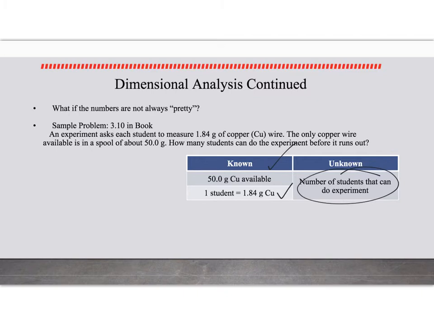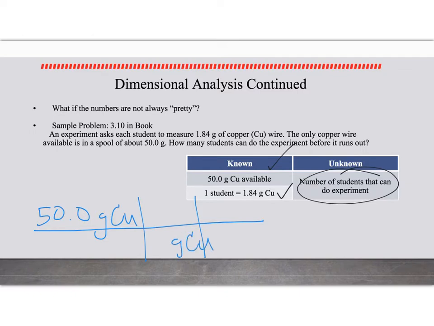In this case, my given is about 50.0 grams of copper wire. That is the given that I write down. I make my bracket system, and then I bring my grams, or the unit that I have, it needs to go down to the bottom. So grams of copper, and then I can convert grams of copper to students because I know that for every 1 student, they can obtain 1.84 grams of copper.